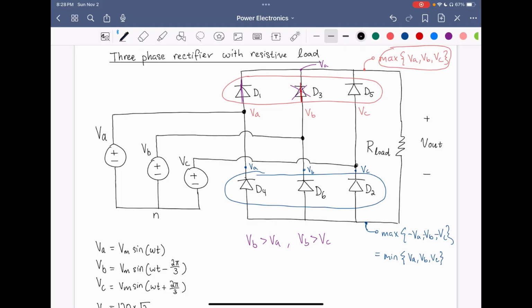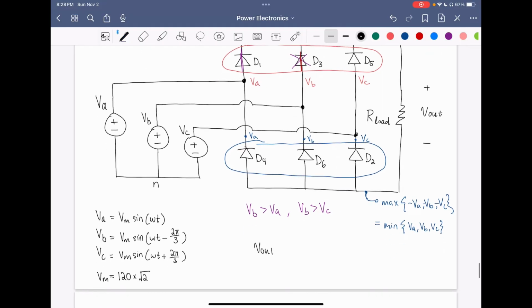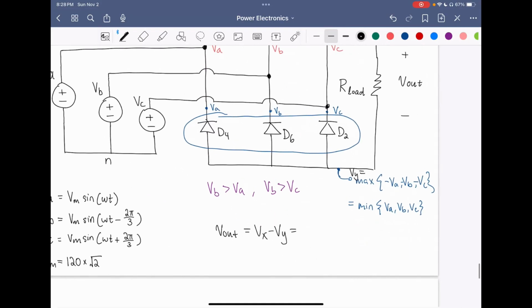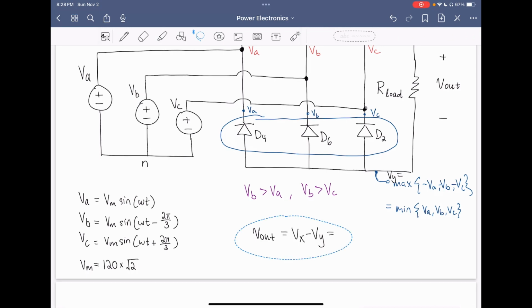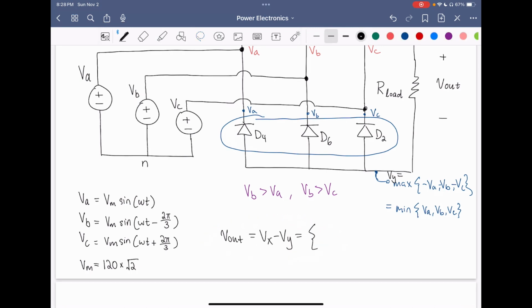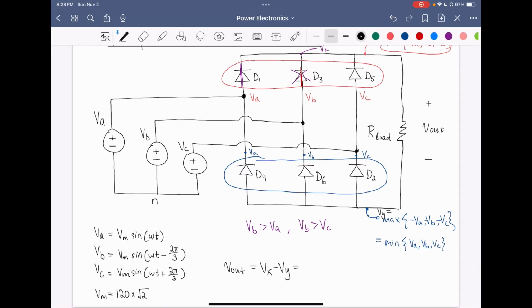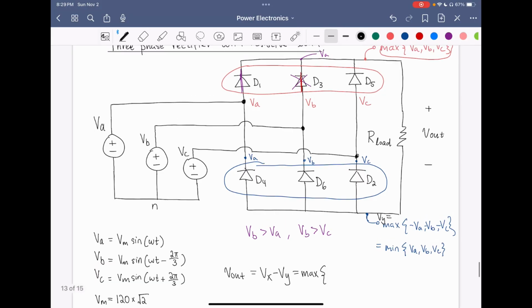And as a result, the overall Vout, which is the difference of these two nodes, so if we call this Vx the maximum of the positive, and Vy the maximum of the negative, we have Vout equals Vx minus Vy. So at any given instance, the output voltage of the three-phase rectifier is going to be the maximum of all 6 combinations of line-to-line voltages.